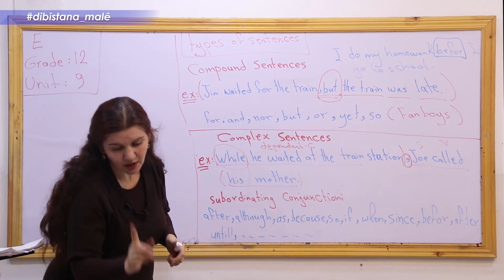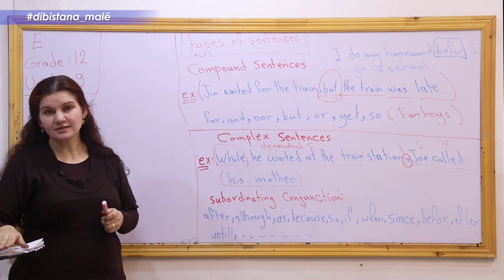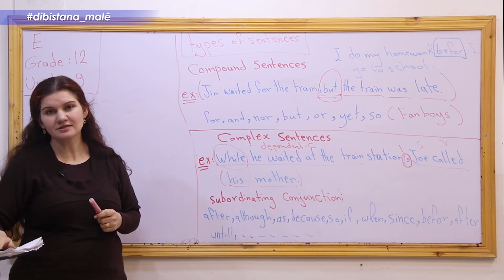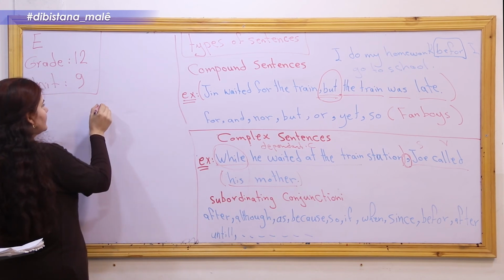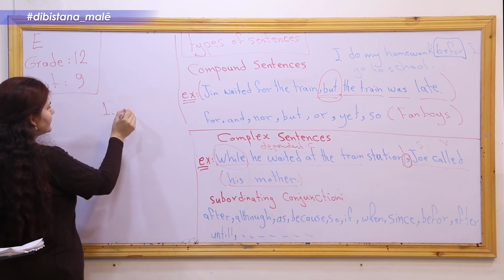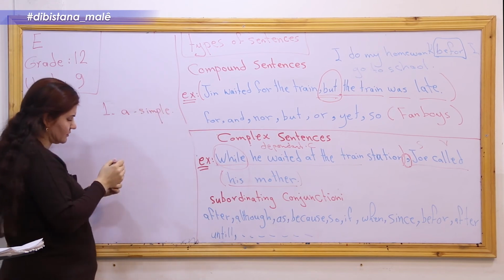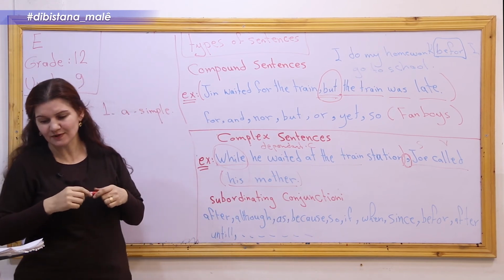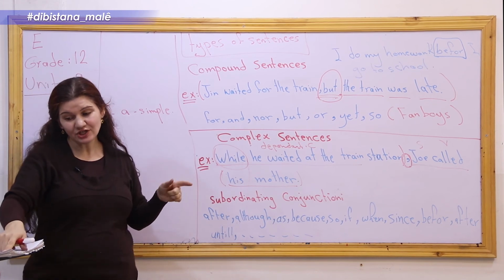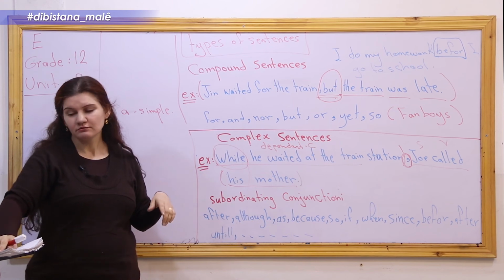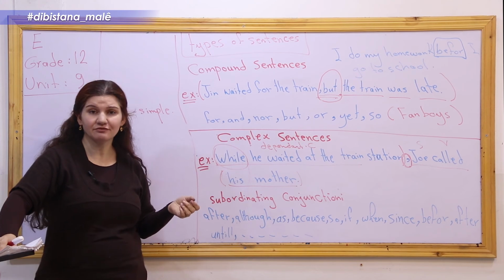So the first one: Dara stayed at home yesterday. Is it a simple or compound or complex sentence? The answer is A, simple. Number one, A, simple. Because we have the basic elements of the sentence, which is a subject and the verb, and as a complement of the sentence, we can say it's a prepositional phrase.